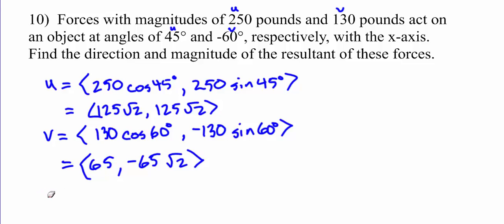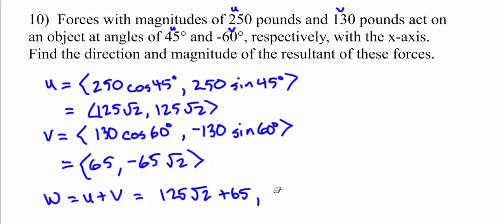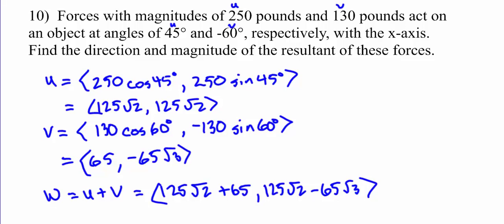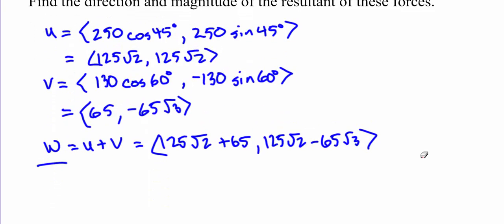Now what I'm going to do is call this vector w, the sum of those two. We can just simply add them together. 125 square root of 2 plus 65. And 125 square root of 2 minus 65. And I wrote the wrong number there. That's square root of 3, not square root of 2. I think I said 3 and wrote 2. Minus 65 square root of 3. So there's my resultant vector right there, w.